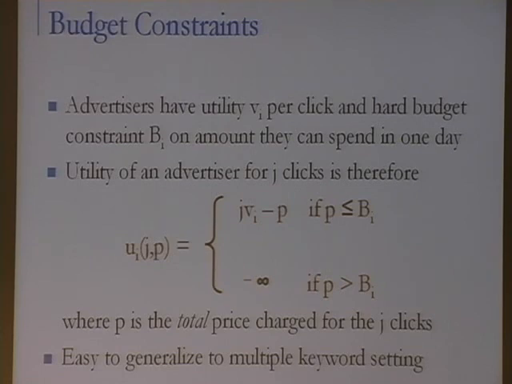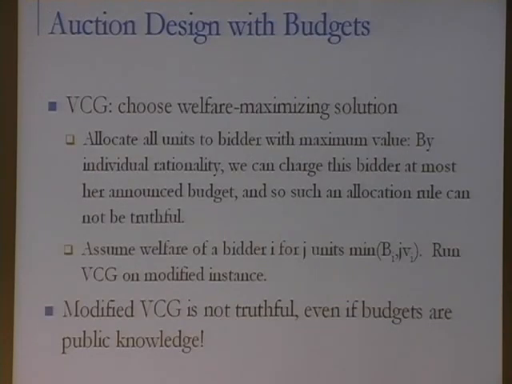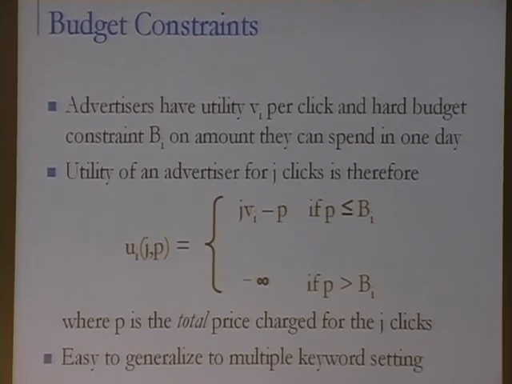And what does this really mean in terms of the utility of the advertiser, the happiness of the advertiser for his allocation and price? What I'm assuming it means is that if the advertiser receives j clicks and his price is p, his utility is going to be j times his value per click minus p, so long as this price p is less than his budget constraint. But if the price p exceeds his budget constraint, his utility is going to be minus infinity. Okay? And of course, I can generalize this to a multiple keyword setting. Sorry, what is i there? i is the advertiser.